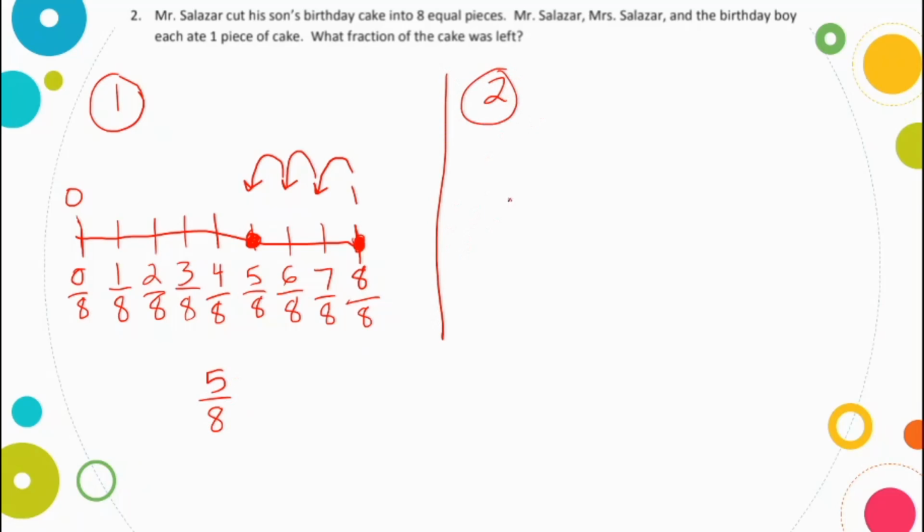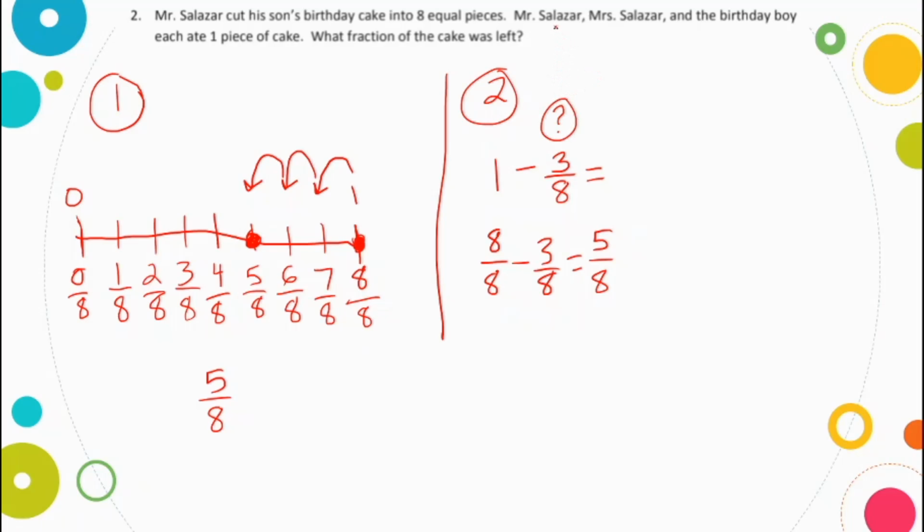Our second strategy is we want to subtract this using our standard algorithm. So we have 1 minus 3 8ths equals, and then we've got to figure this out. So we're going to rewrite this. 1 is 8 8ths. We're going to subtract 3 8ths. And when we do 8 minus 3, we end up with 5, which is exactly what we ended up with here.